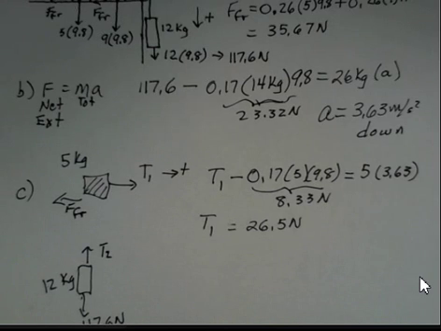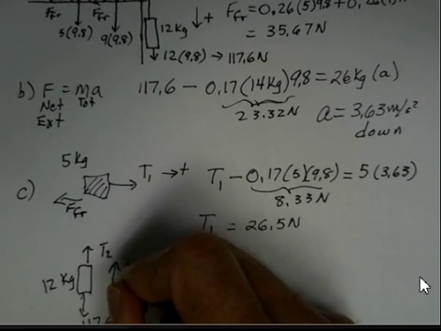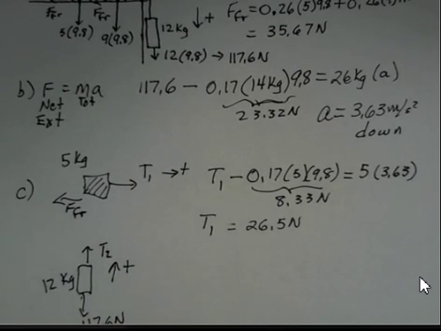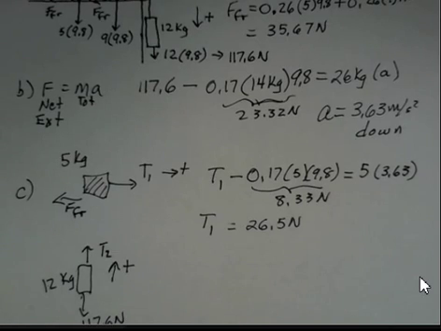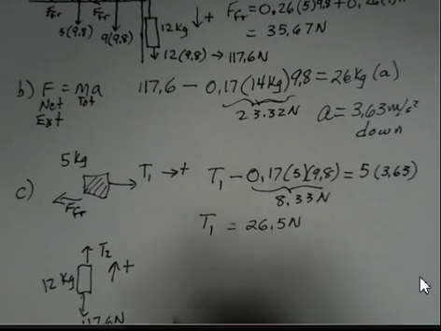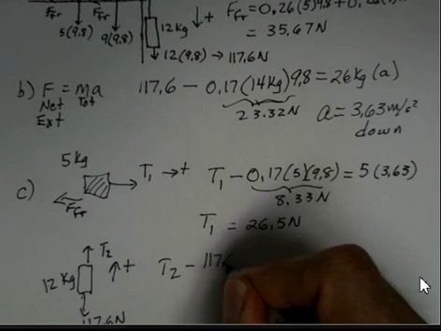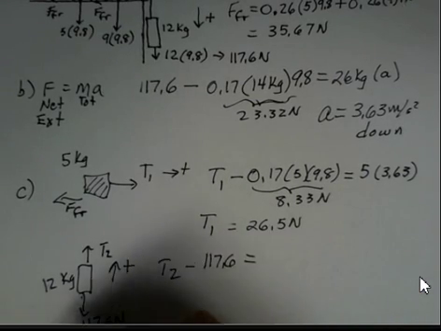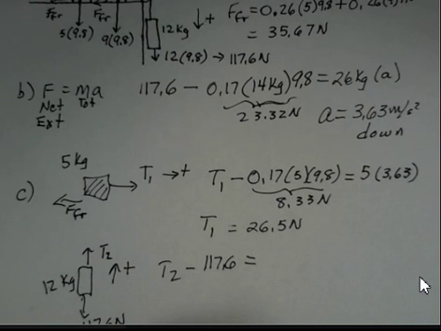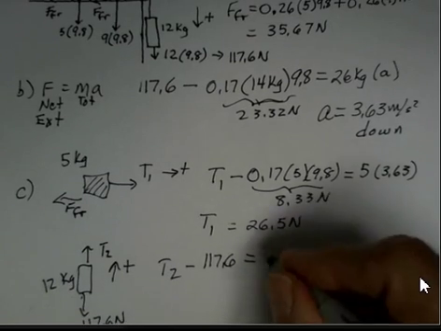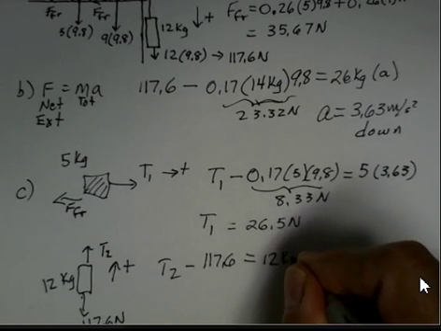And let's let up be the positive direction. As long as you're consistent, it doesn't matter if up or down is the positive direction. But let's let up. So T2 minus 117.6, this is in the downward direction, so it's a negative number. When I combine the forces, T2 is going to be a positive number. And we've got 12 kilograms.